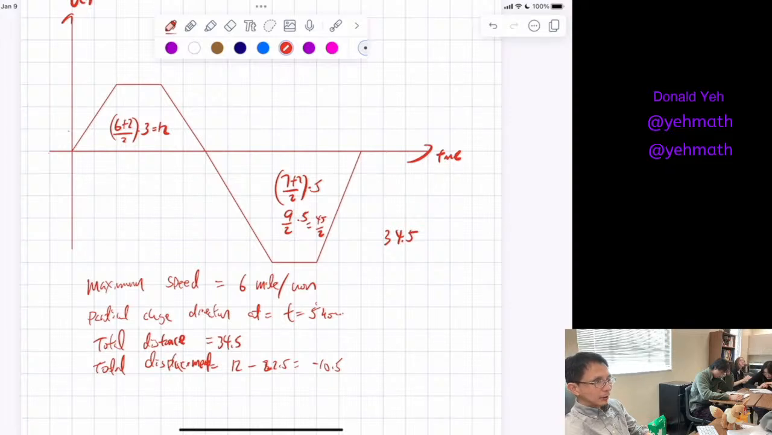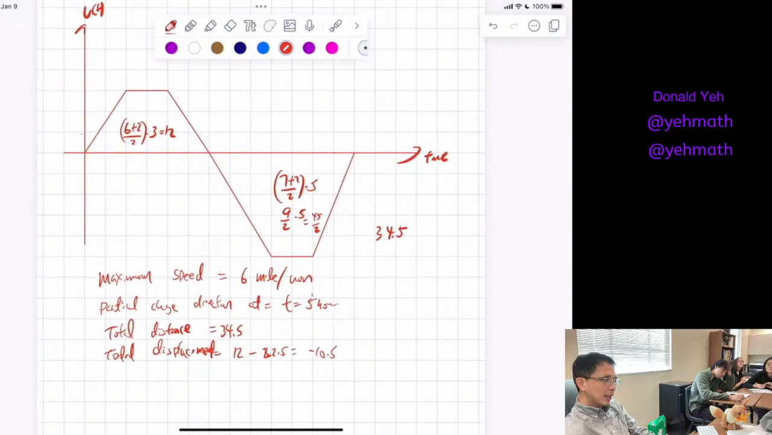What is the acceleration at t equal to 1? What's a of 1? 3 over 2. Why? Slope. Acceleration is the slope of velocity, right?